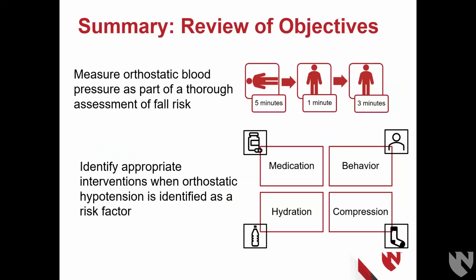In summary, measurement of orthostatic hypotension does take a few minutes, but is fairly simple to do. Do think about some practical considerations for how you can most easily take the measurement, particularly if the patient needs some physical assistance with the changes of position. We also discussed 4 types of interventions to consider for any patient who does have this as a risk factor: medication changes, behavioral changes, adequate hydration, and compression stockings.